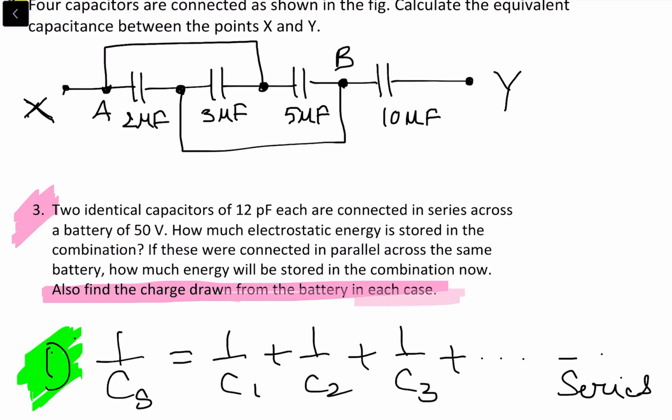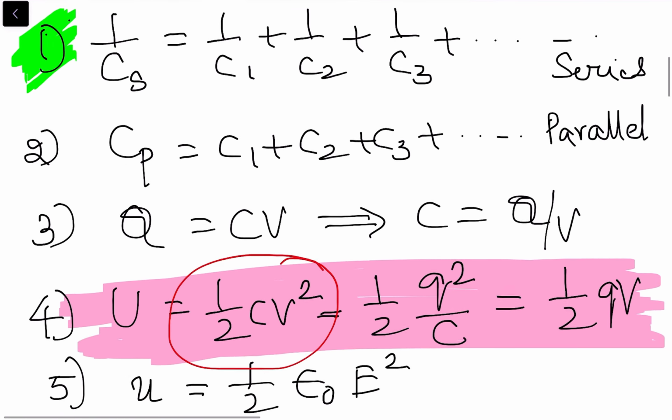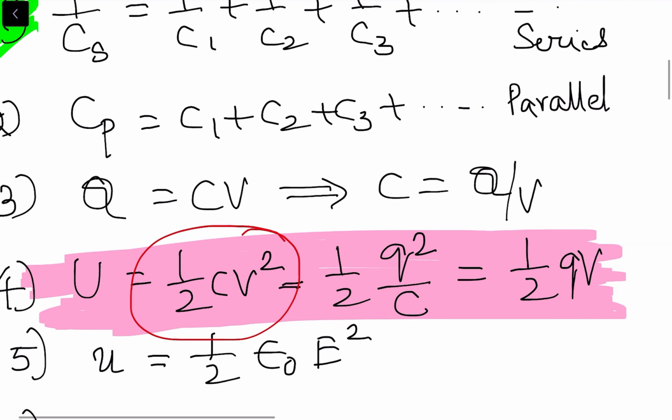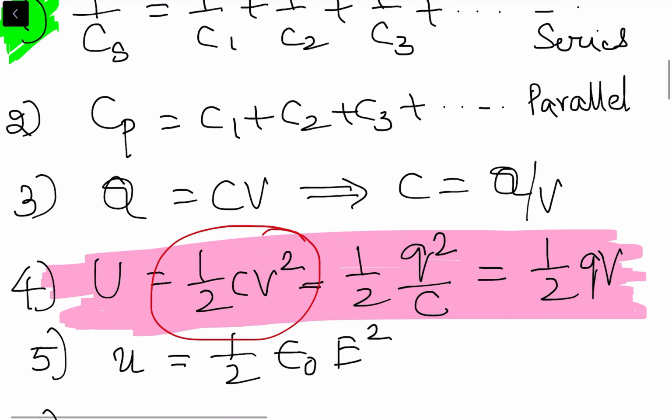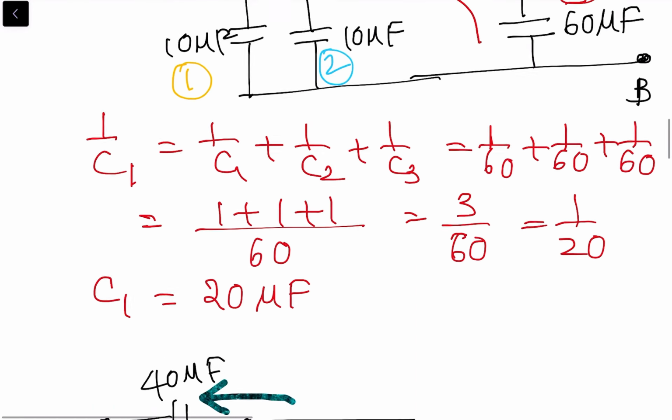We found the resultant capacitance, we found the energy. Now we have to find the charge. For that, this fundamental formula will work, that is Q is equal to CV. This formula we can use. Third formula, Q is equal to CV. From there we can find the charge.